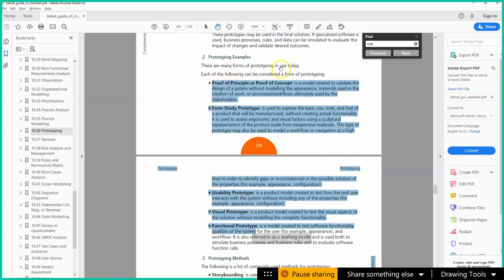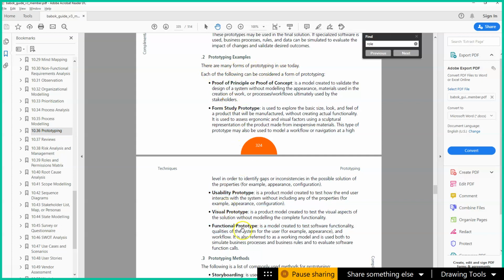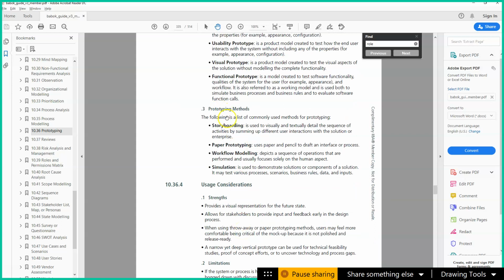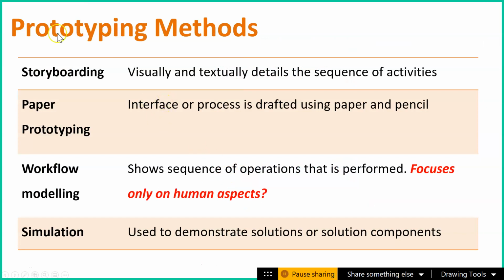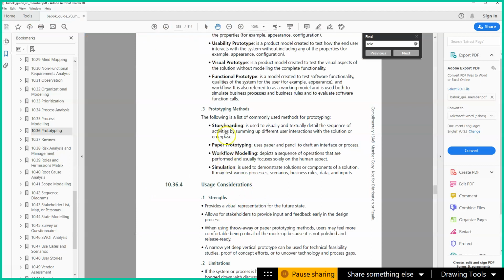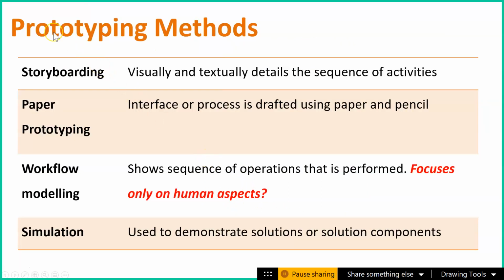Okay, there are many forms of prototyping. Each of the following can be considered a form of prototyping. And these are not the only way to prototype. I want to be clear about that. This says prototyping methods. What it's intending to say is this is some commonly used. It's not all that you have, right?